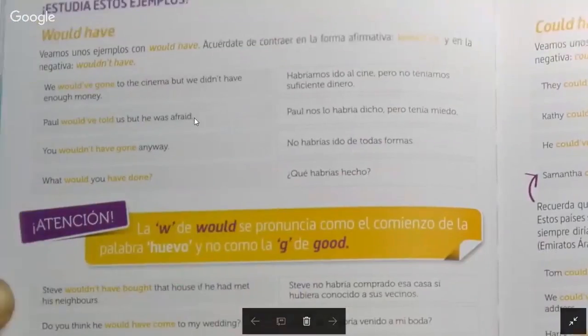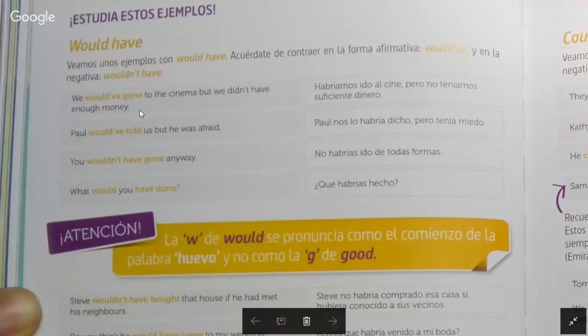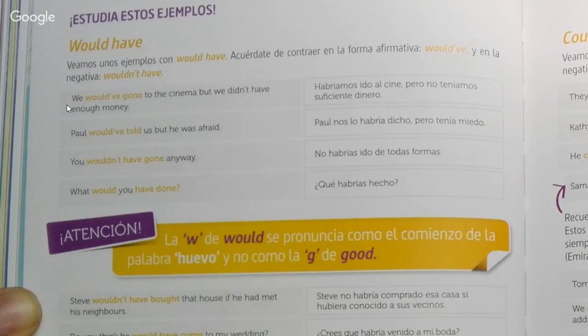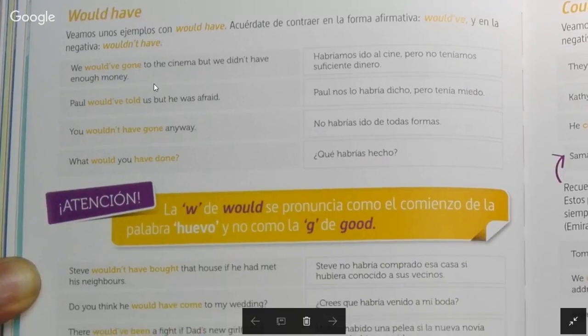Okay, let's go into read here. Please, Christian, could you read the first example here? Yes, teacher. We were going to the cinema, but we didn't have enough money. Okay. We were going to the cinema, but we didn't have enough money. Okay. Okay, Paul.